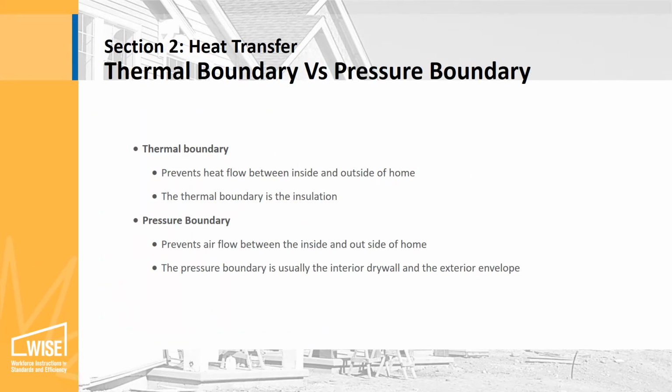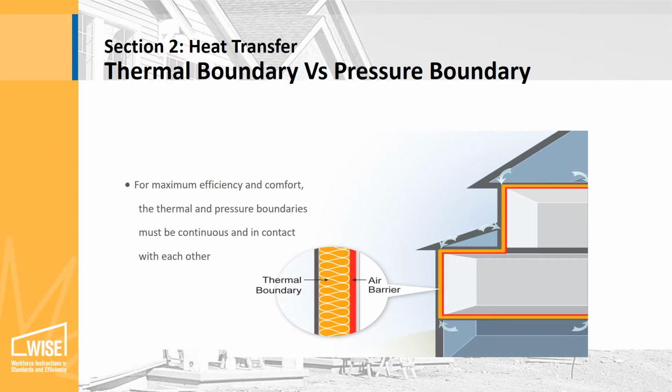There are two boundaries that play a role in separating the indoors from the outdoors. The thermal boundary prevents heat flow between the inside and outside of the home and is typically where the insulation is placed. The pressure boundary prevents airflow between the inside and outside of the home and is usually the interior drywall. While the pressure boundary is usually the drywall, that is not always the case and can be much harder to identify than the thermal boundary.